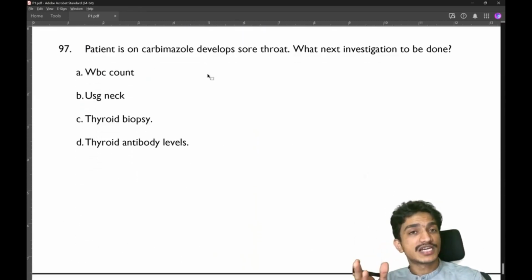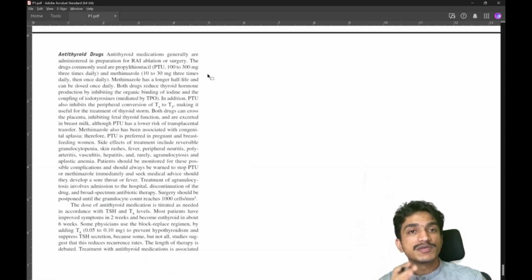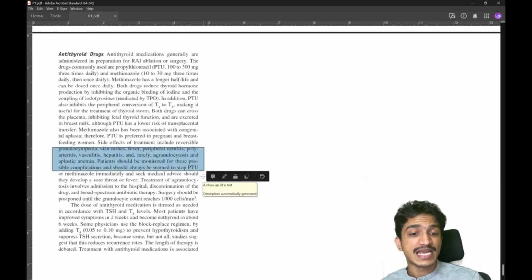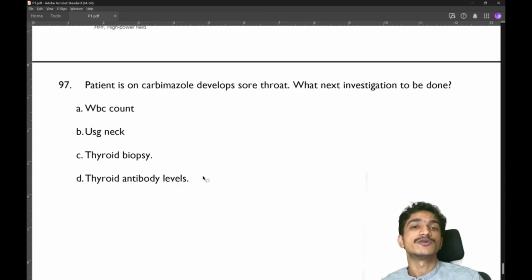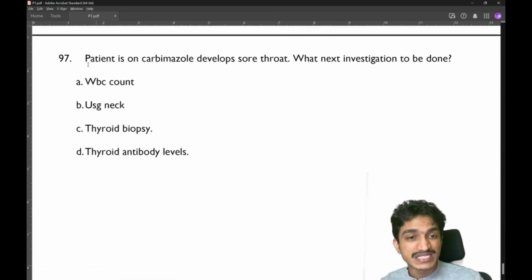Carbimazole, next investigation should be done. So carbimazole, methimazole, they are all prone to the patient developing granulocytopenia, skin rash, fever, polyarthritis, hepatitis, agranulocytosis and aplastic anemia, for which you need to go forward and see the WBC count.